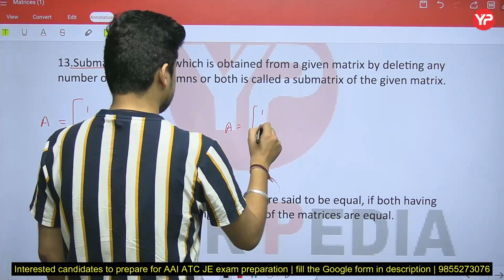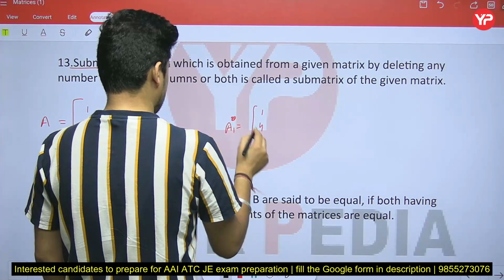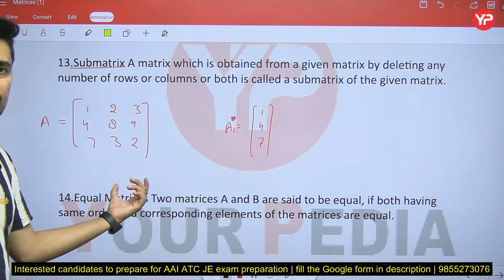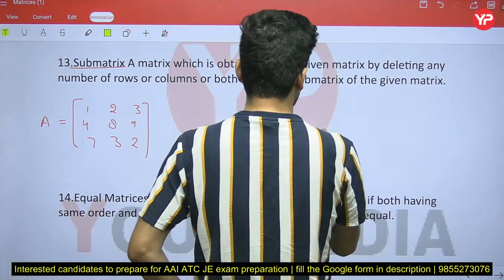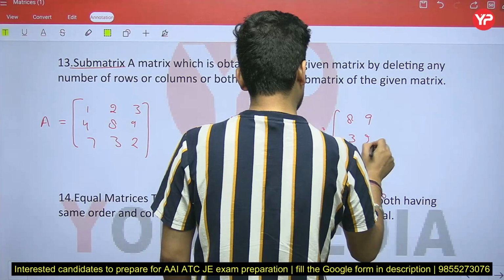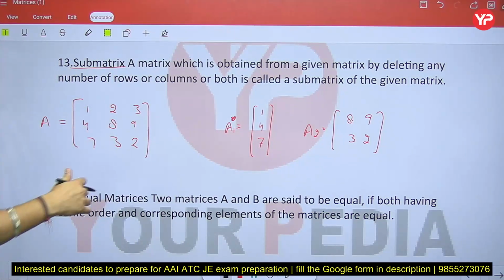I delete... let us write A1: 1, 4, 7. This is a submatrix. I delete 2 columns from there, right? A2 equals like that. I am writing 8, 9, 3, 2. This is also a submatrix because I delete the first row and first column, then we are left with this.